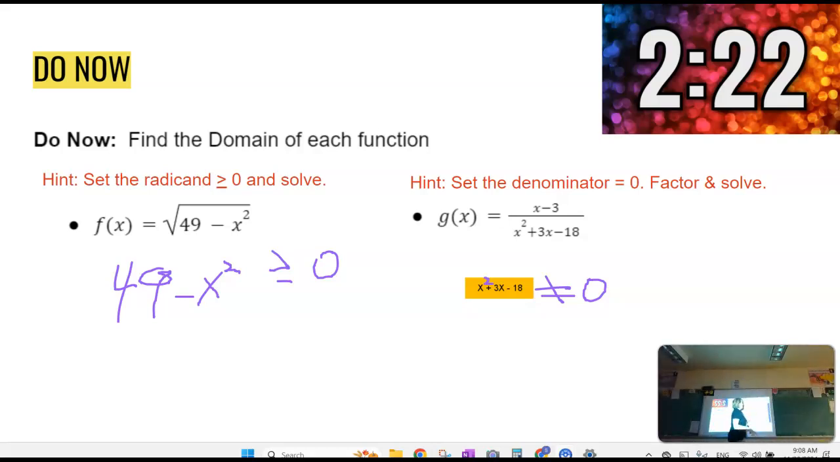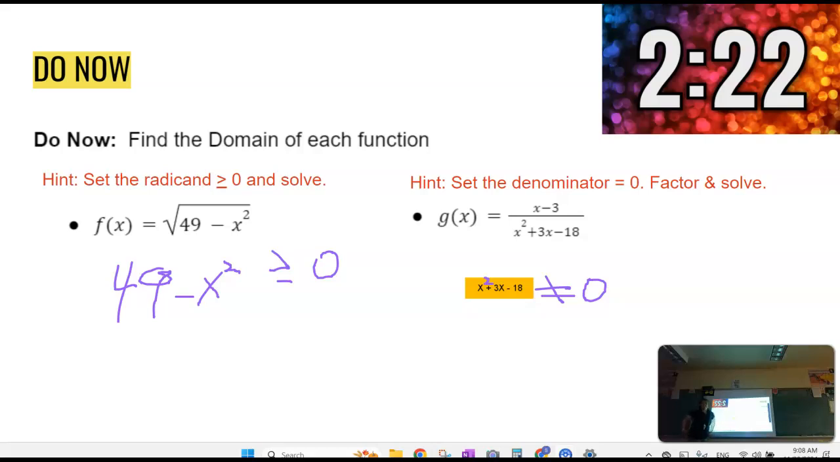Inside here cannot be negative. That's why we say this has to be positive. Greater than or equal to 0 means it has to be positive. This one we know the denominator of a fraction cannot be 0. So we're going to set it equal to 0 and solve and say, well, it's not allowed to be that.